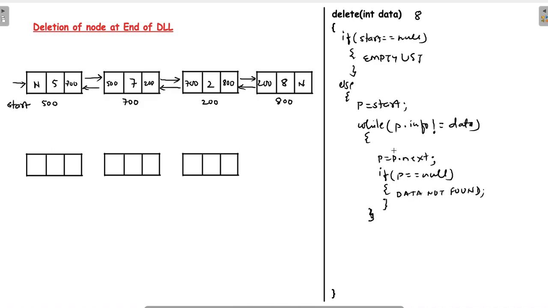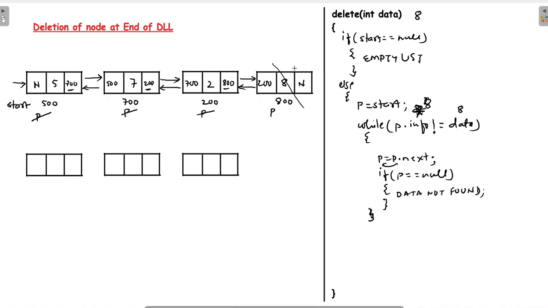Fine. Now let us check the condition that data is 8, P is at the starting point, P's info is 5. So 5 not equal to 8. So P will be moving forward. So P of next will be copied to P. So P of next is 700, so it will be copied here. P of info is 7. So 7 will be compared with 8, which is not equal. So P of next, that is 200, will be copied into P. Then P's information is 2. 2 is not equal to 8. So P of next will be copied to P. So P of next is 800, copied into P. Then P of info is 8. Now 8 is not equal to 8, false. So you just identified the node which is to be deleted.